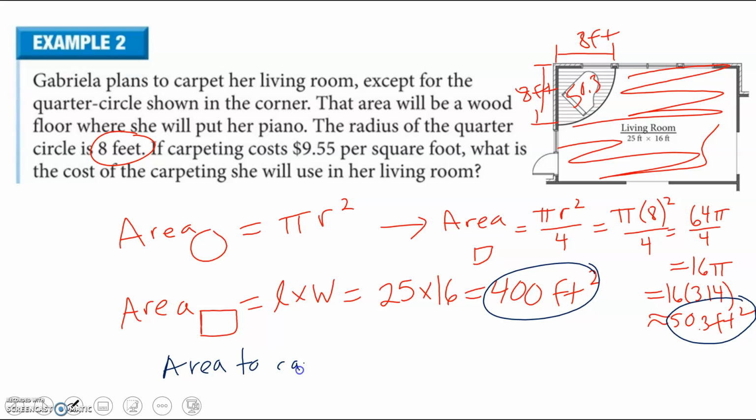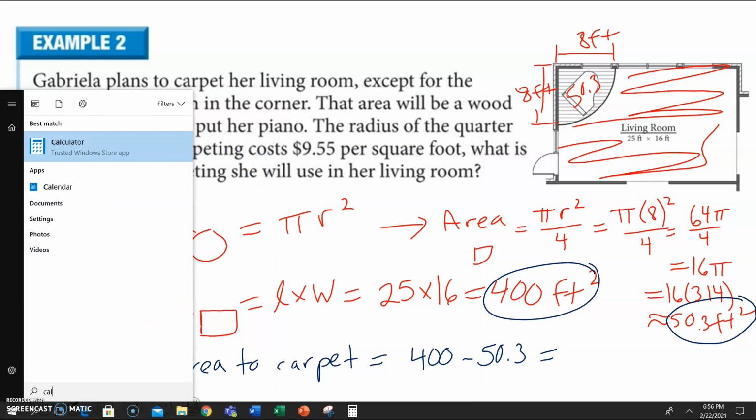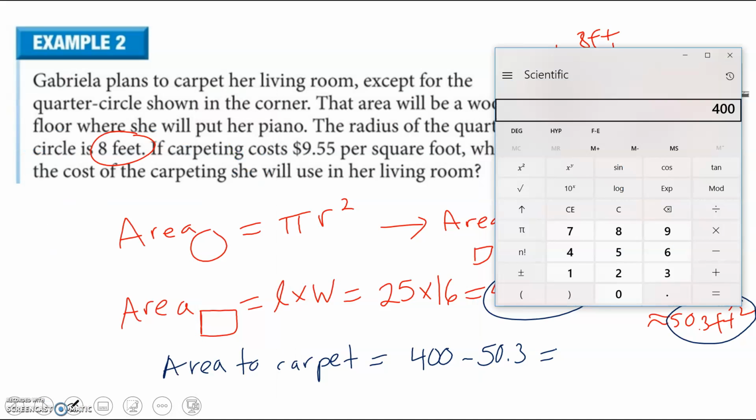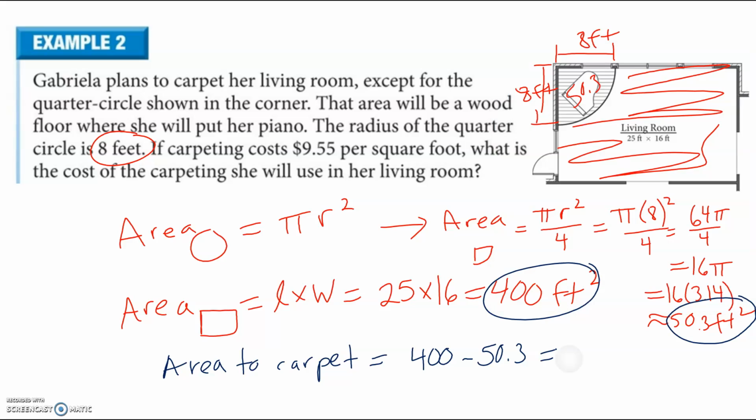So the carpeted area, so the area to carpet, will be 400 minus 50.3, or 349.7 square feet. And obviously at this point, she will likely order 350 square feet, right? Because you're not going to order a fraction of a square foot.